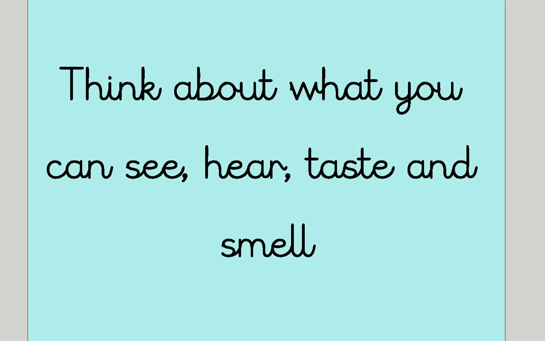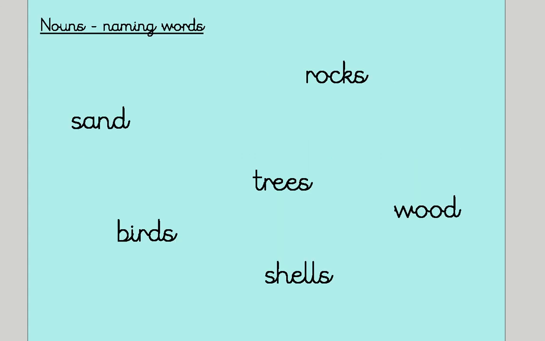Right, let's see what you found. I've written that he's seen rocks, sand, trees, wood, birds, and shells. I wonder if you wrote any of those things down. What we're going to do next is see what adjectives we can use to describe these nouns. And remember, adjectives are describing words. So again, I'm going to give you a minute to think about how you could describe the different nouns that you've written down.